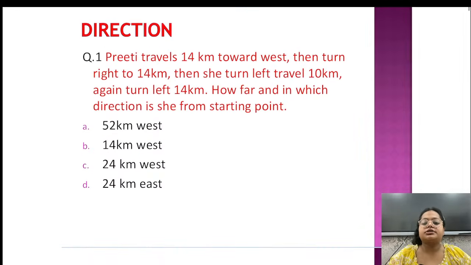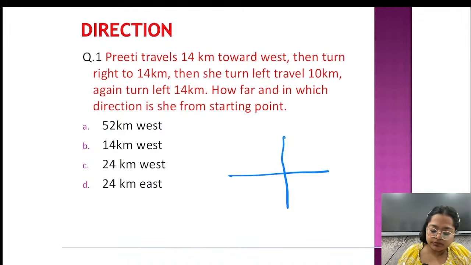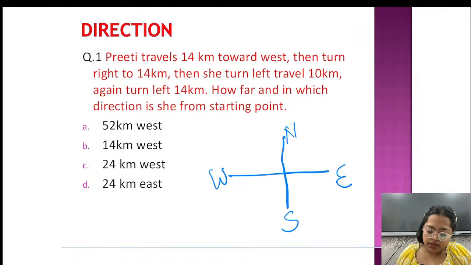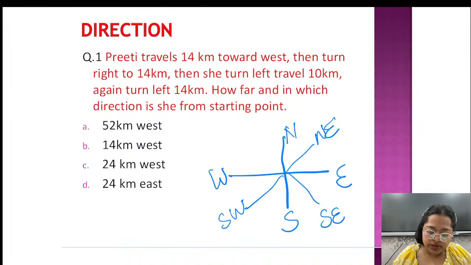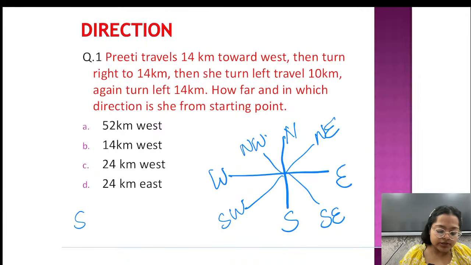So whenever we start with the topic of direction, first we should know what direction is. Generally we have four directions: east, west, north and south. These are the main general directions, and if we divide them into semi-directions, this would become northeast, this southeast, this southwest and this northwest. One thing we also know: sunrise is from the east and sunset is in the west.